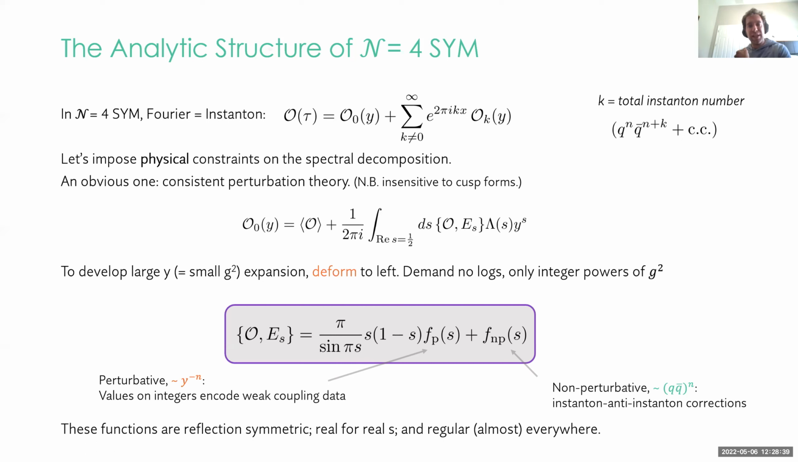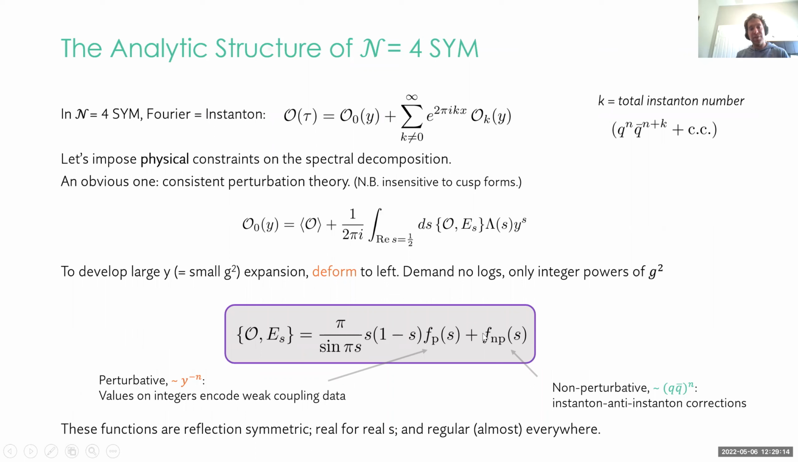We deform this integral to the left and pick up some requisite poles in the overlap. So insisting that the right structure for perturbation theory be there, that is to say no logs and only integer powers of g squared, that is to say positive integer powers, tells us that the overlap has to take the following rather constrained form. There's a set of poles at integer values of s from here. And this, when evaluated on those integers, gives you the perturbative data for the theory, for the observable in question. This factor is just for convenience here.